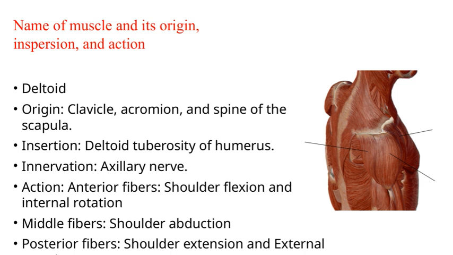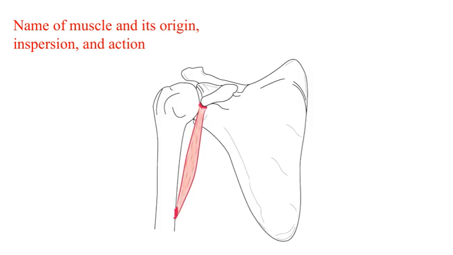Understanding these different fiber actions helps us see how the deltoid contributes to a wide range of shoulder movements, which is central to our overall exploration of shoulder anatomy and function. Now, let's take a closer look at some specific muscles, starting with their names, origins, insertions, and actions. Understanding these key points helps us see how each muscle contributes to movement and stability.